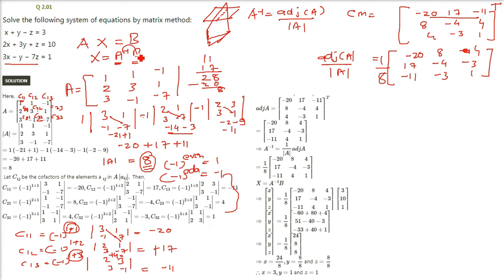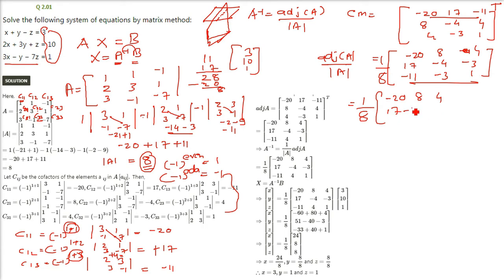Now A inverse into B. So you have to multiply this particular matrix which we got with 3, 10, 1. So let us multiply this with 3, 10, 1. So 1 by 8. I'll show you one of the values. Minus 20, 8, 4 and 17, negative 4, negative 3, minus 11. And then we have, as I said, it is 4. Just read it as 4. It is not negative 3. 3, 10, 1. So the matrix multiplication is up to you. I hope you'll be able to do it.